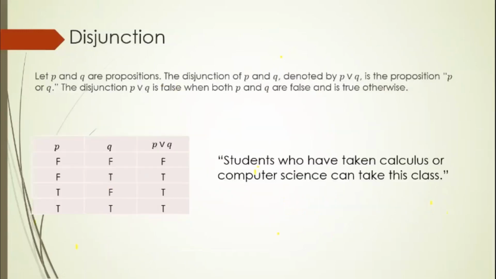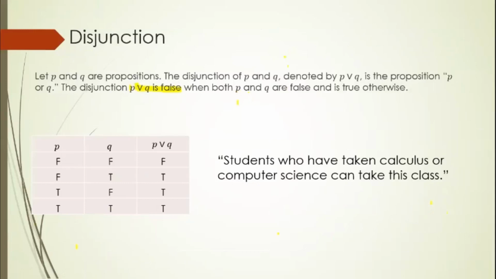What about the disjunction? Let P and Q be propositions. The disjunction of P and Q, denoted by the symbol, is the proposition P or Q. The disjunction P or Q is false, okay, it will have a false value, when both P and Q are false.